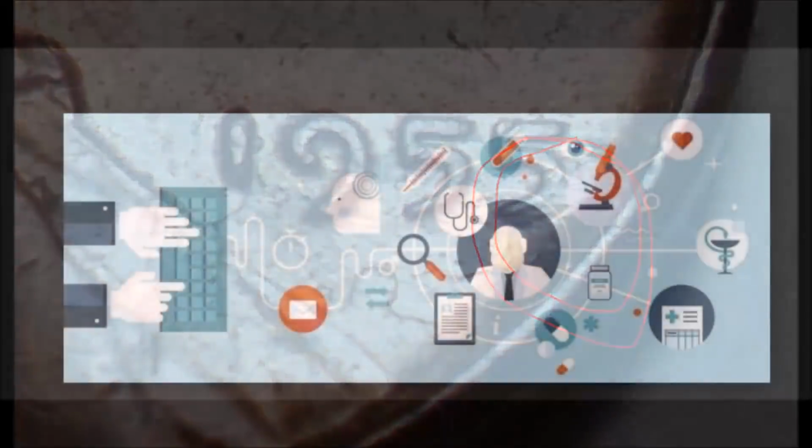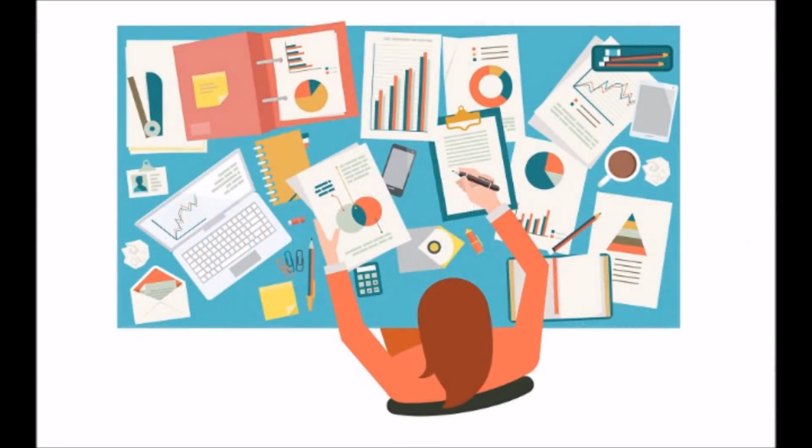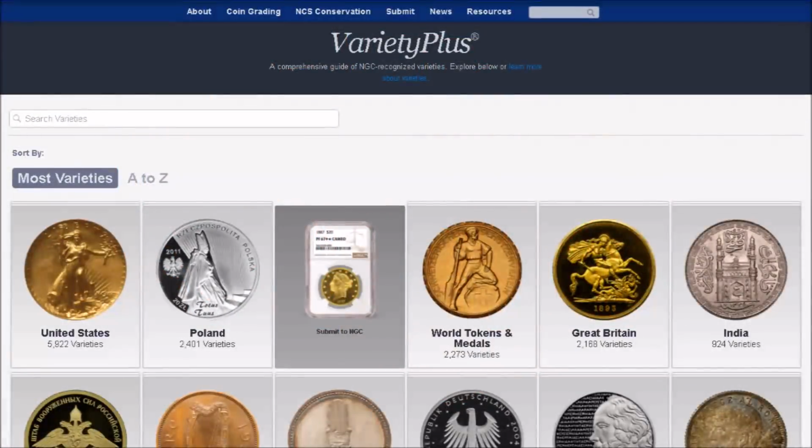So there are various places that you can go to look up the various varieties and errors. So we're going to take a real quick look at just a few of those. And I picked out the sites that you can look up various denominations, not just Lincoln cents. So you have NGC's Variety Plus. Now, NGC's Variety Plus lists all of the varieties that NGC will grade, and they do have images of them. So it's a great place to go on over and try and match up and see if that's what you have.